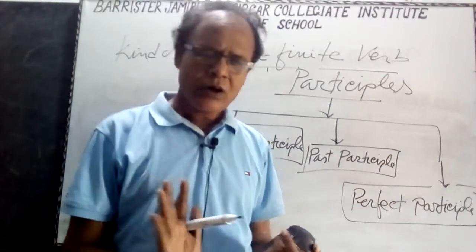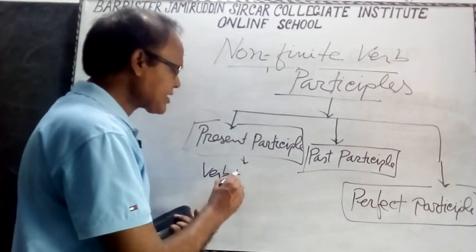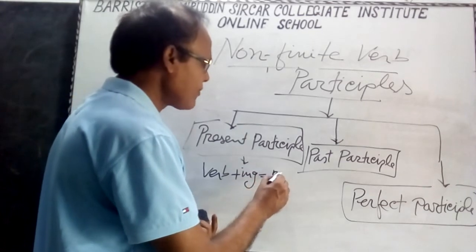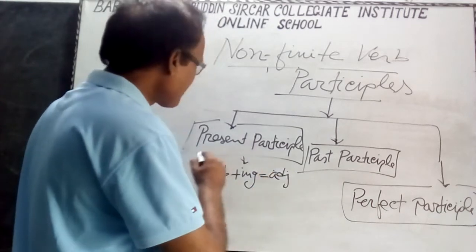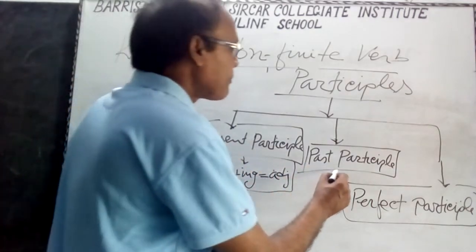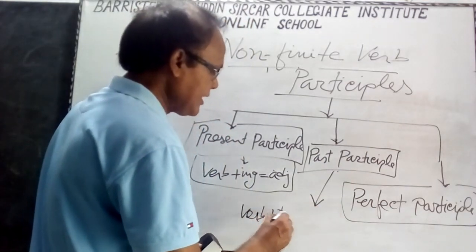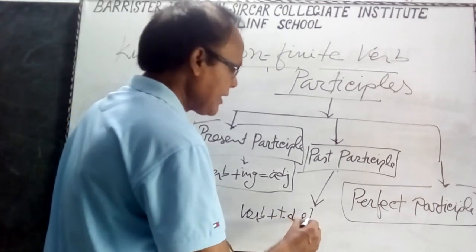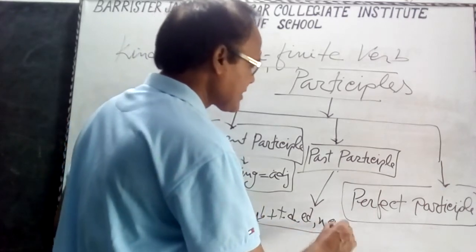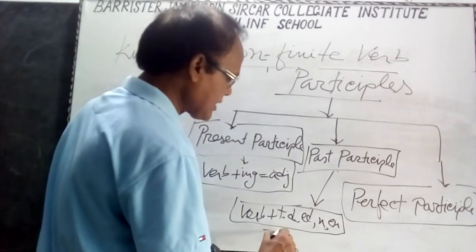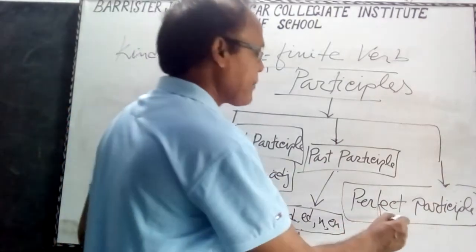And present participle: when the verb takes ing and works as an adjective, this is called present participle. When the verbs take t, d, ed, and en and work as an adjective, this is called past participle.